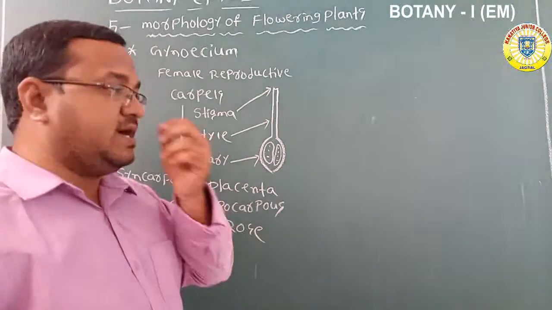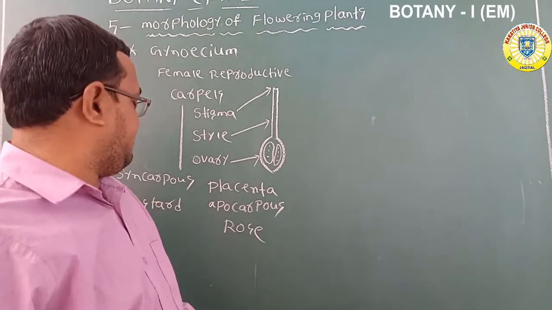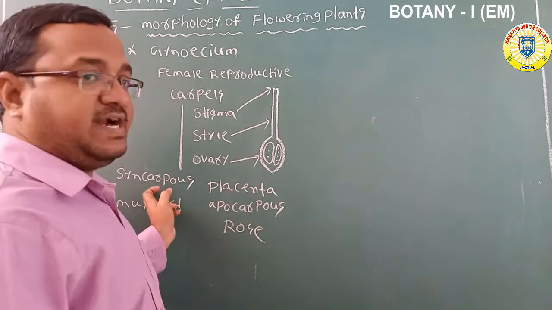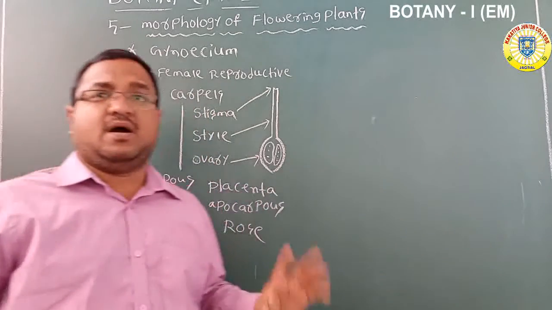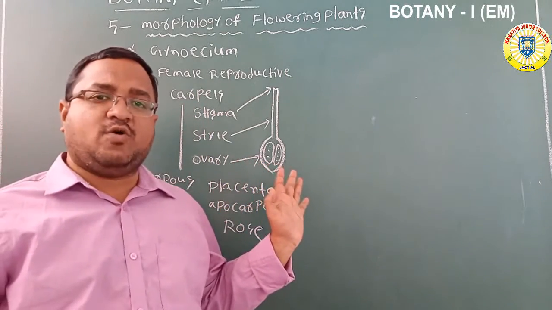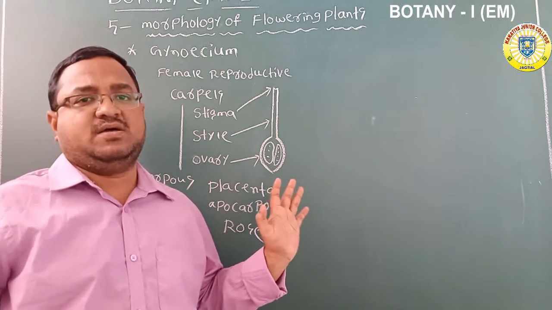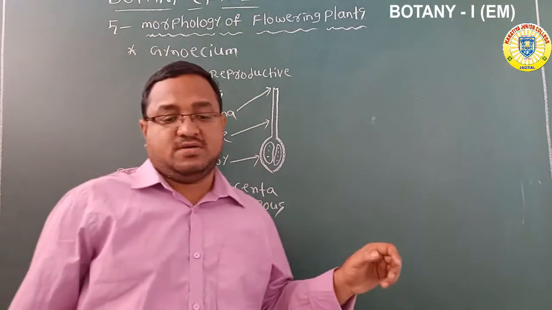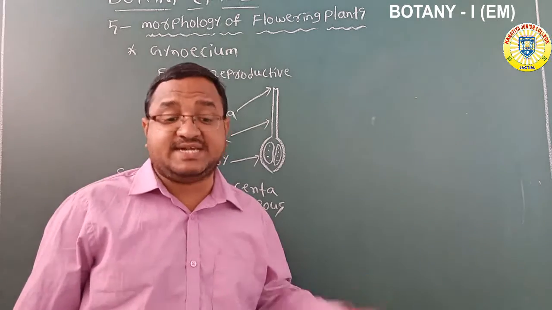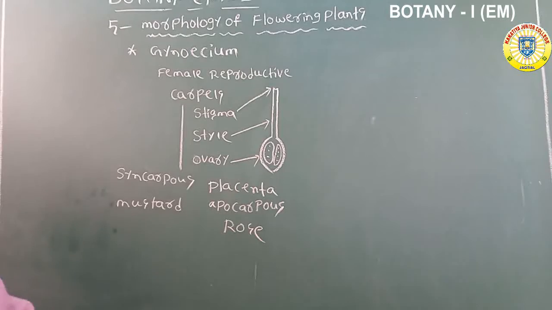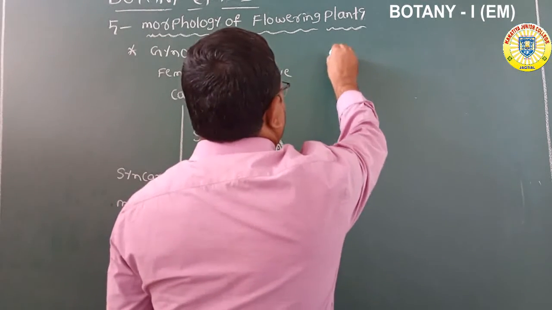Carpels are free, apocarpous. Carpels are united, fused, we call syncarpous. Next, ovules are arranged in the ovary on a flattened cushion-like structure called the placenta. The arrangement of ovules within the ovary is called placentation. Now the next important topic, placentation.